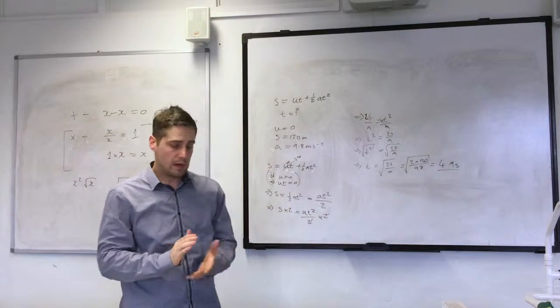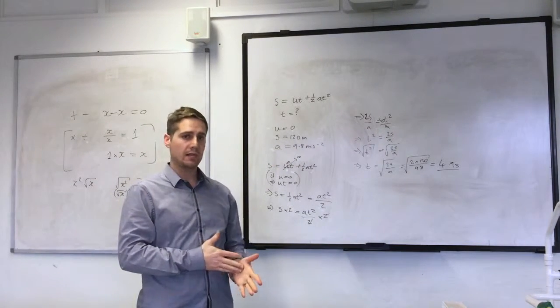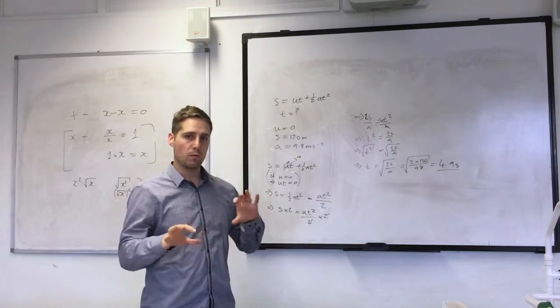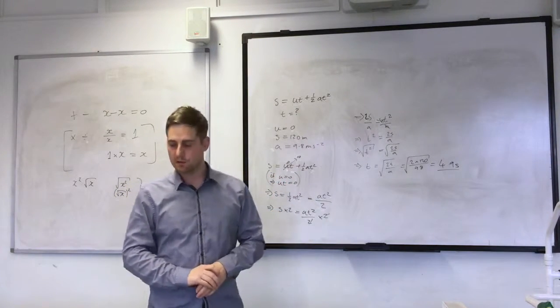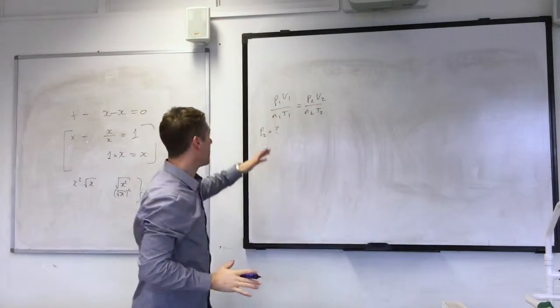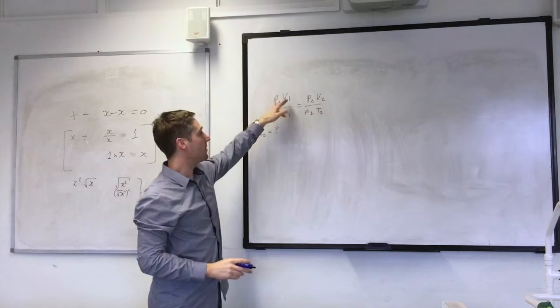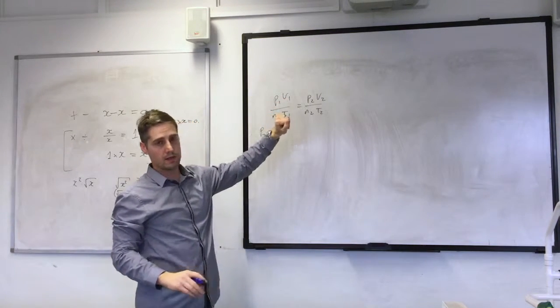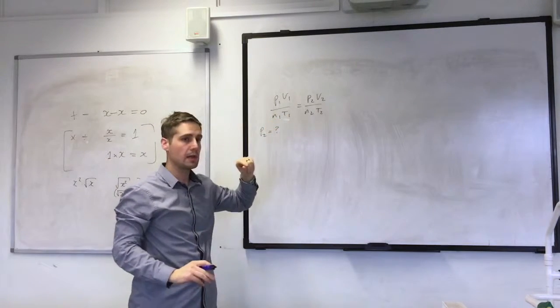We'll do one more example with the ideal gas law, and I'll point out a few other things that you can do once you're actually substituting numbers in. Let's clear the board for that. Okay, so this is the ideal gas law. The pressure times the volume divided by the number of moles multiplied by the temperature, which has to be in kelvins.